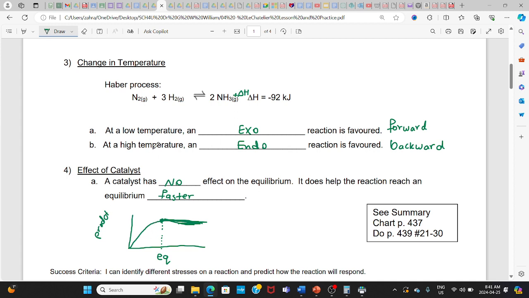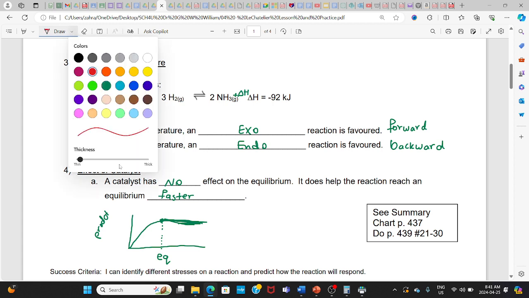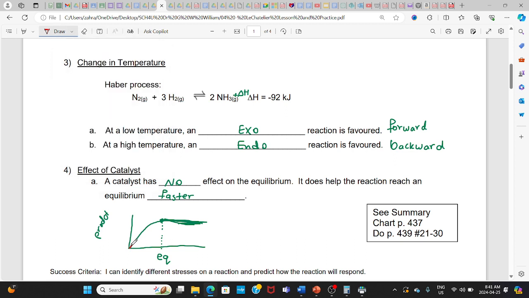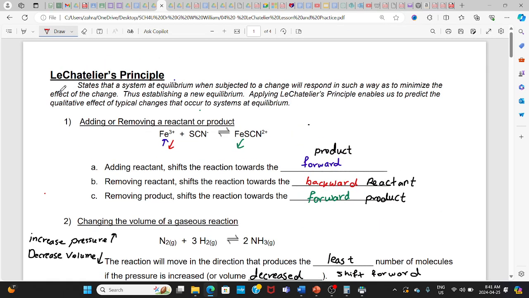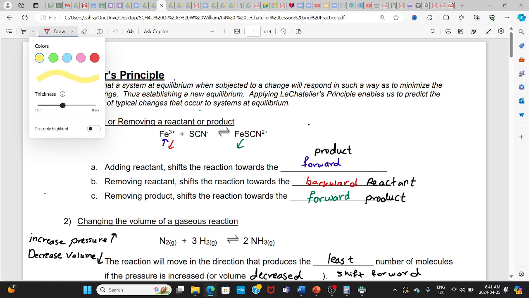Maybe I'll do it in a different color. It will be something like that. Very fast. You're reaching equilibrium faster. Your curve will be a little bit sharper, right? So the rate at which you reach equilibrium is going to be faster. I'm going to make some pictures for the above reactions. That would be nice to do here. And tomorrow we'll go over this.